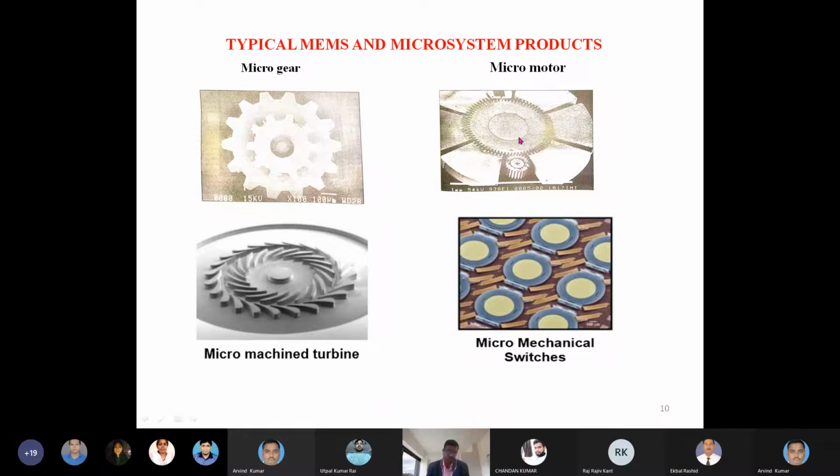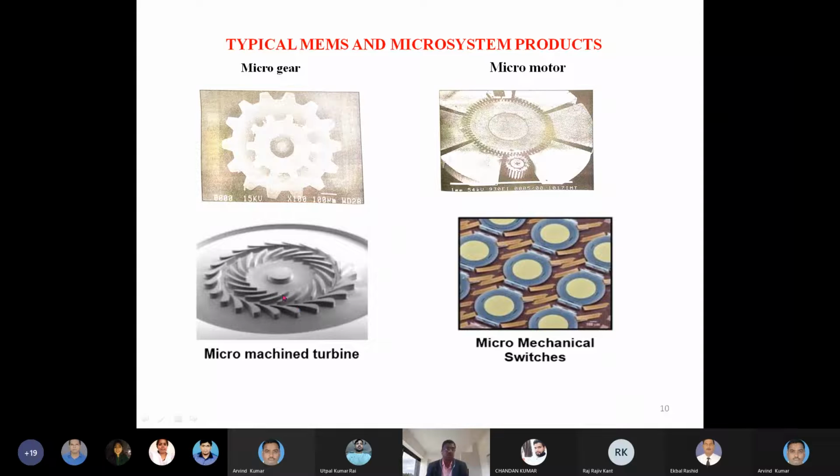by the LIGA process. It basically has three components, a stator and a rotor, which is a central gear, and a torque transmission gear. The size of the components is on the order of 120 to 750 micron. The height of the motor is also very small, only 120 microns. So the components of this micro motor are generally produced by the LIGA process.